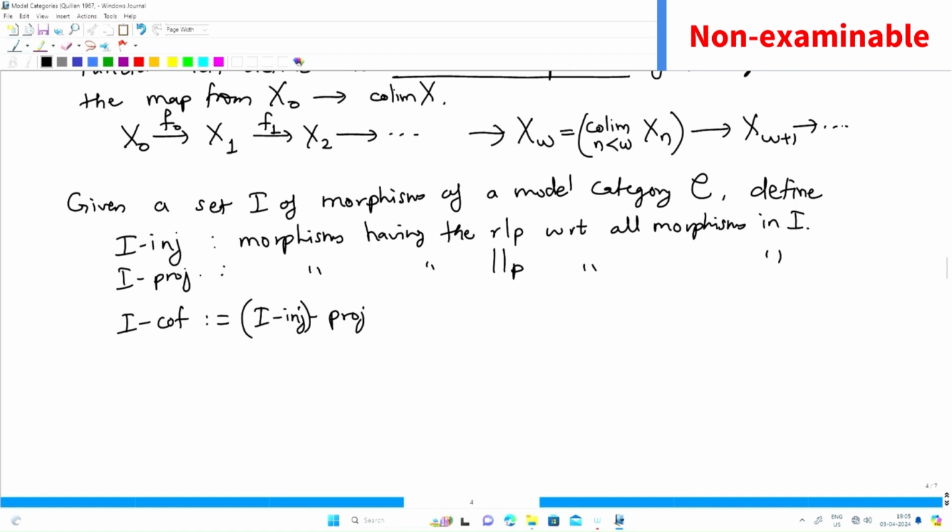Okay, let me say something in the form of a diagram. If I have a commutative diagram like this, and I vary this over I, then this particular morphism will belong to I-inj, if there is a lifting. If this belongs to I, then by starting with this, I will get this. So the implication is in this direction.